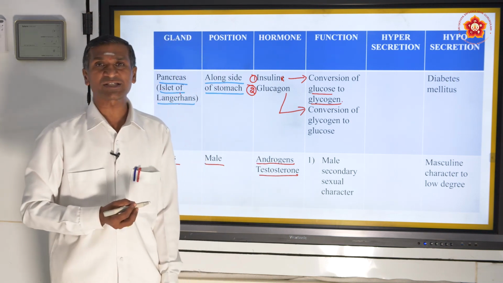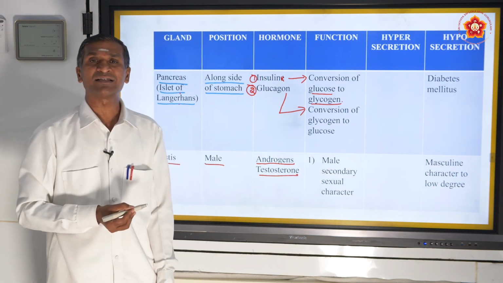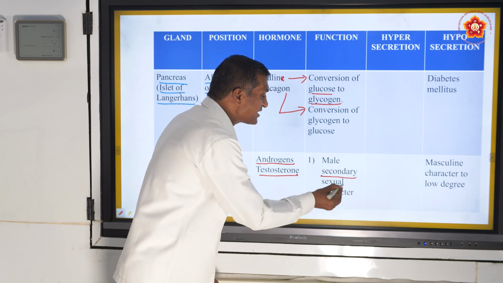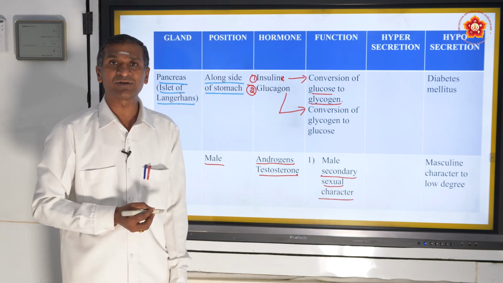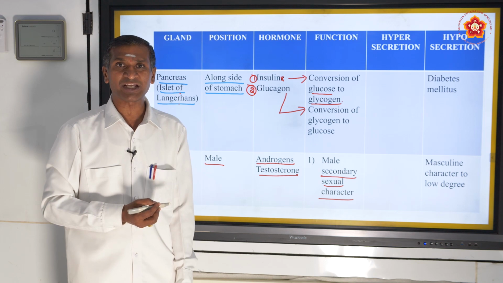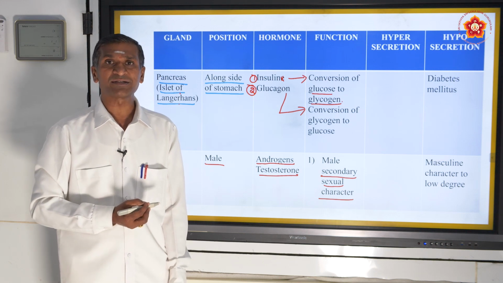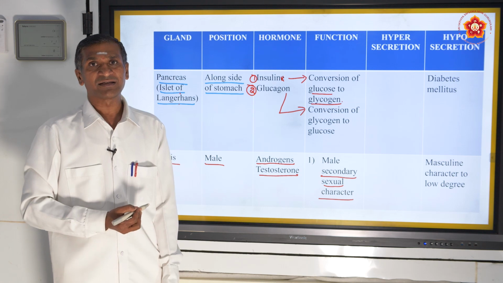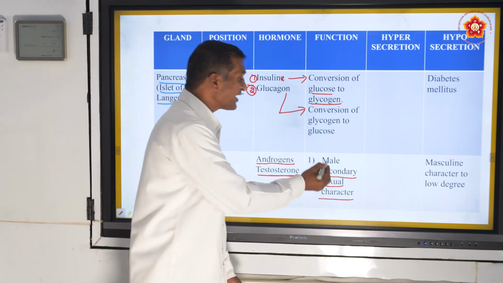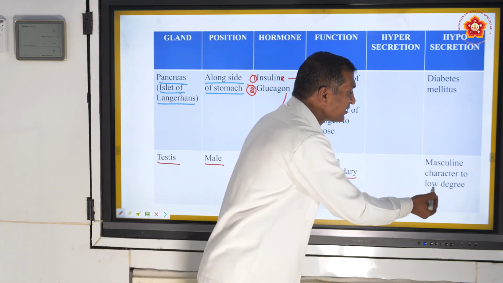What is the function of this testosterone? It brings the male secondary sexual characters in the body of the male. What does it mean, secondary sexual characters in the males? You can observe as the growth of the body increases, moustache and beard appearing, the voice breaking, the shoulder development. All these are secondary sexual characters that are produced in the males when there is production of testosterone.